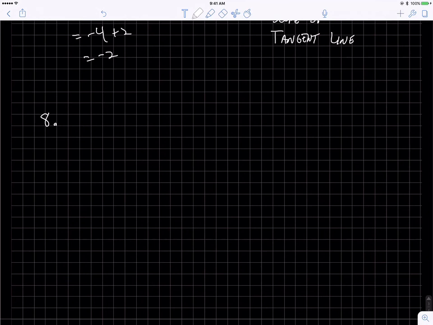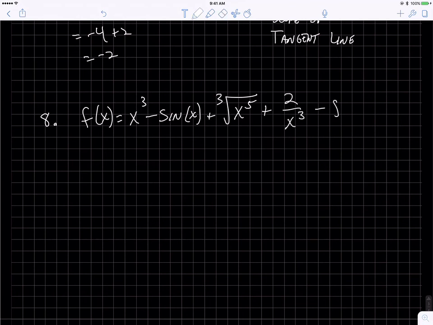Number 8 says find f prime if f of x is x cubed minus sine of x plus the cube root of x to the 5th plus 2 over x cubed minus 8. This one's annoying because there's all the different types of rules in here. I am seeing if you can kind of go through each term one at a time. The nice thing is they're all separate terms.